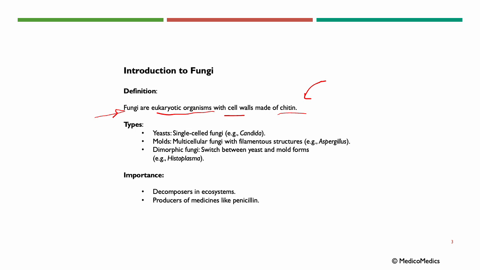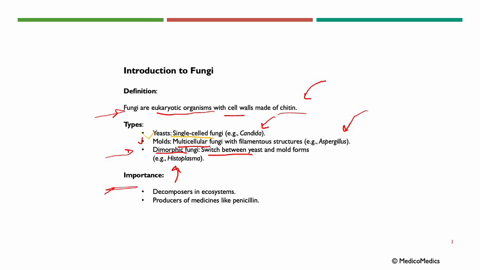Now let's mention some types of fungi. So we have yeasts, right? These are single-celled fungi. An example is Candida. We have molds, so multicellular fungi with filamentous structures like Aspergillus. Then we have dimorphic fungi. So this switches between yeast and mold forms, like Histoplasma.